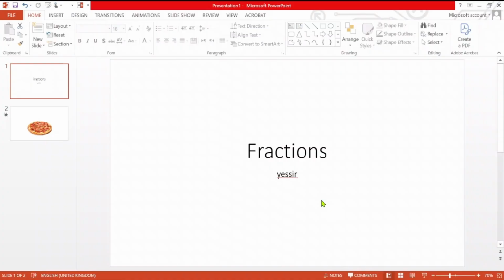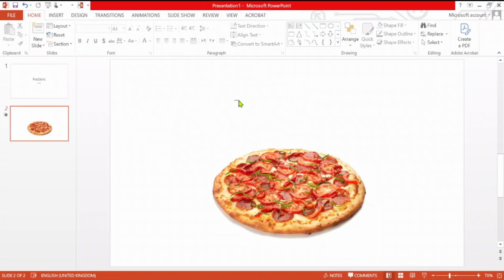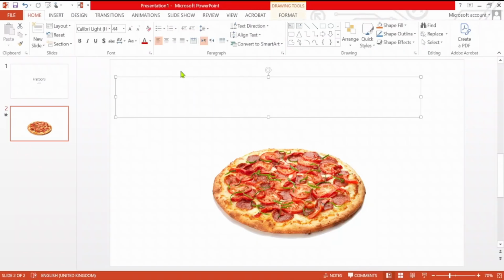They're just a way of describing parts of a whole. A fraction has two main parts, the numerator and the denominator. The numerator is the top number. So let's do 1/4 for example. The top number is the 1, and the denominator tells us how many equal parts the whole is split into.